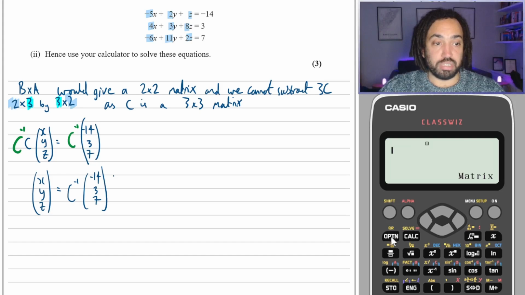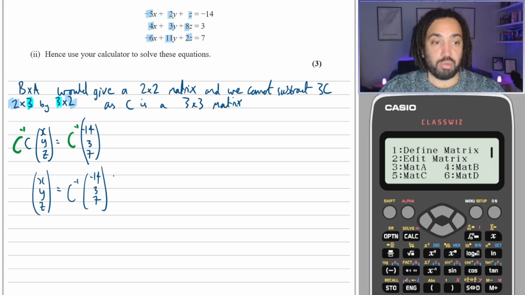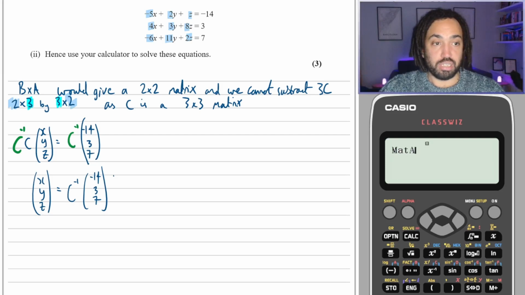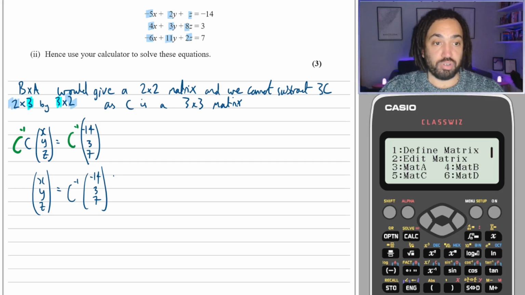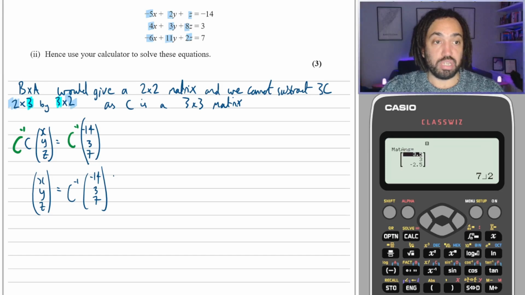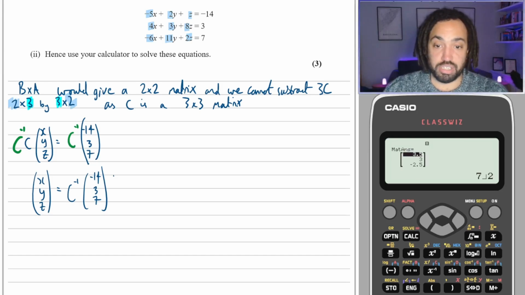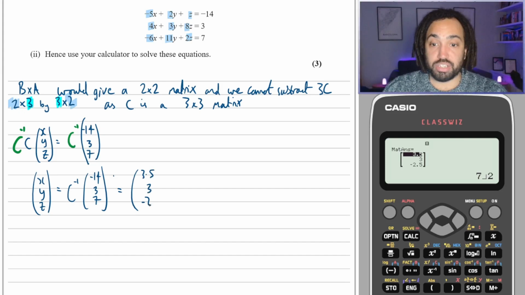And then what I'm going to do is press Option. And I want mat A first. But I want the inverse of that. So I press X to the minus 1, this button here. And then I want to multiply that by Option mat B, which was our minus 14, 3 and 7, and then press equals, and then there are the solutions. So I can just say this is equal to 3.5, 3 and minus 2.5.